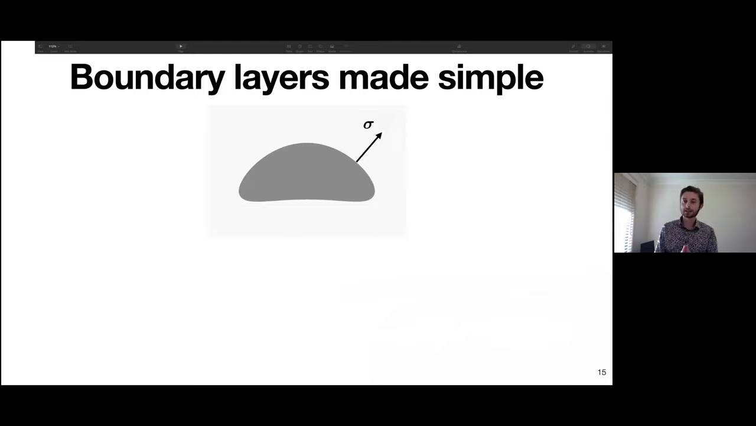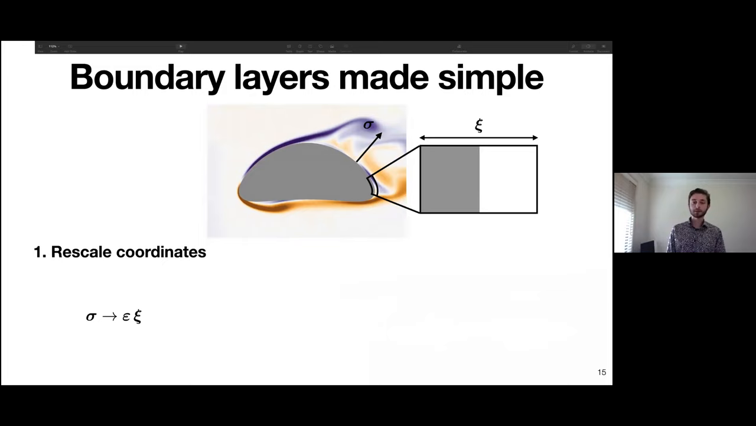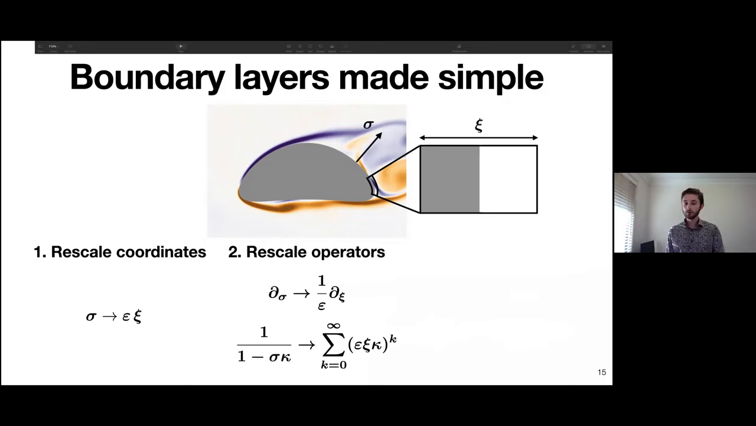And now using this, we want to zoom in, right? We're really interested in understanding the boundary layers of these perturbed PDEs. We do this with three steps. First, we're rescaling our coordinate system. This in turn rescales all our derivatives, the normal derivatives. And the scaling factor turns into this geometric series. And so these things propagate through all the gradients and the Laplacians and things like that.